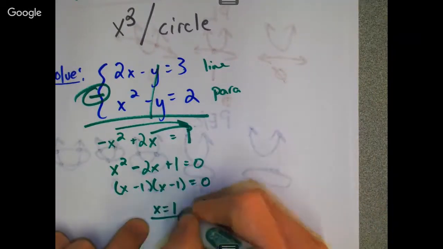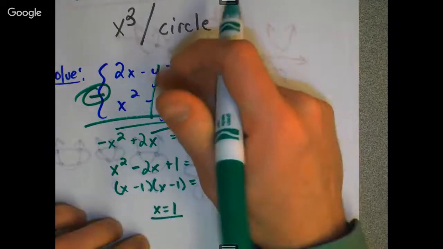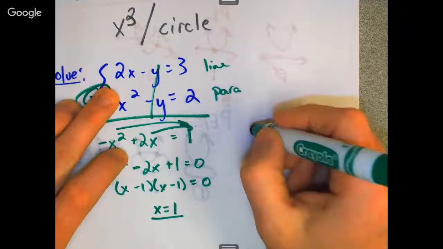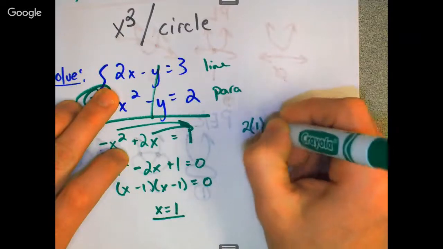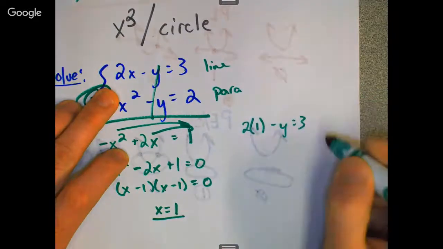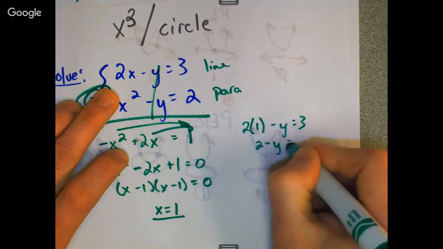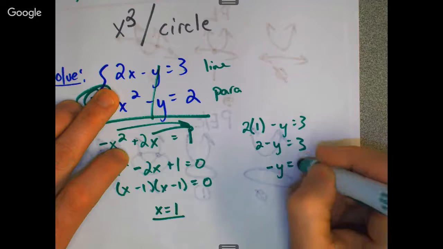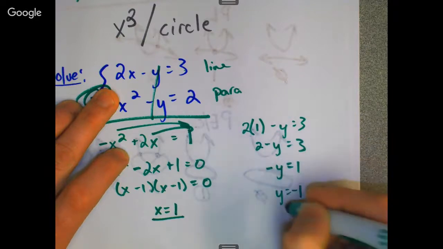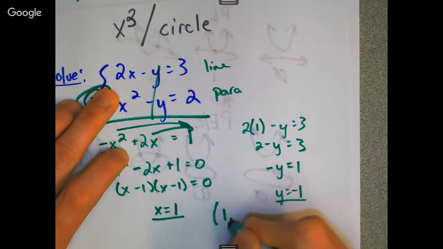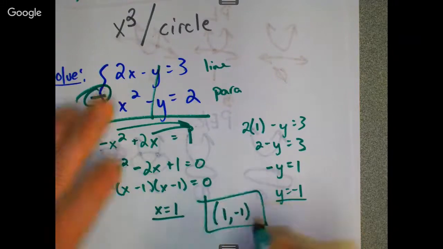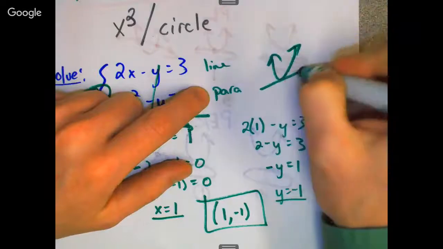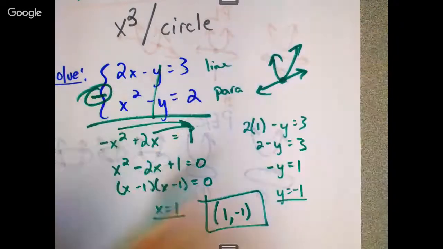So we're going to take this and plug it into either one of these. Doesn't matter which one. Okay, so if we just plug it into the top here, you get 2 times 1 minus y equals 3. So it's 2 minus y equals 3, so that's -y equals 1. So y equals -1. So you have 1 comma -1. That is your solution. So in this case, my parabola and my line intersect at one single point.